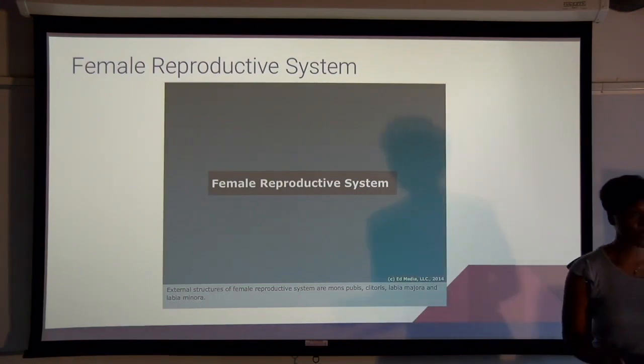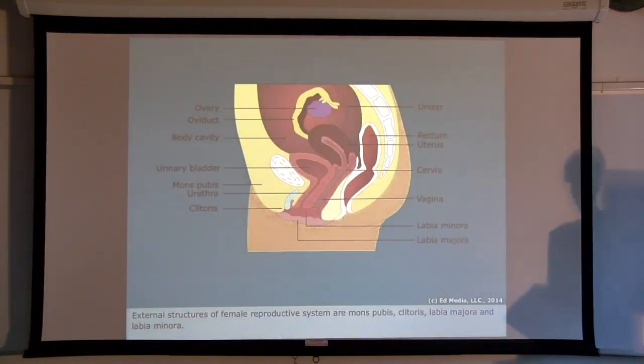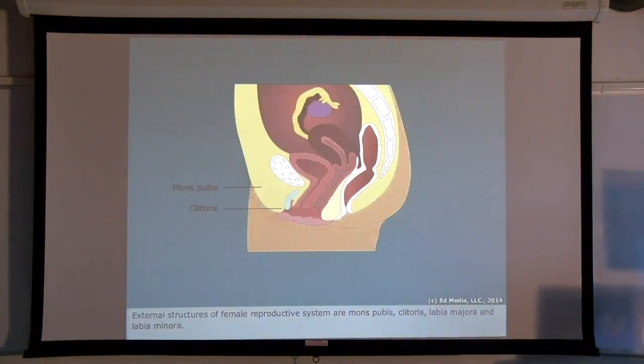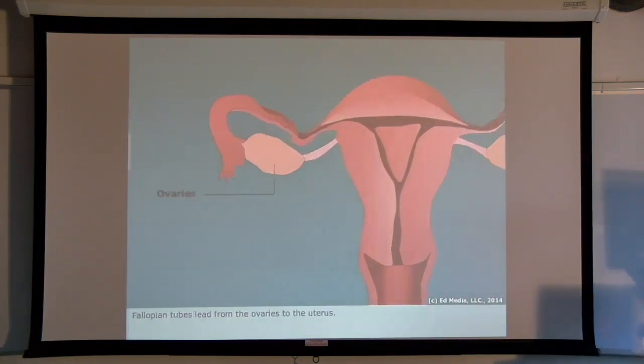Let's take a look at the female reproductive system. Let's review the parts. External structures of the female reproductive system are the mons pubis, clitoris, labia majora, and labia minora. The internal structures are the uterus, fallopian tubes, and ovaries, which produce the female egg cells. The cervix connects the vagina with the uterus. Fallopian tubes lead from the ovaries to the uterus. At certain intervals, ovaries release an egg that meets the sperm, and fertilization takes place in the oviduct.